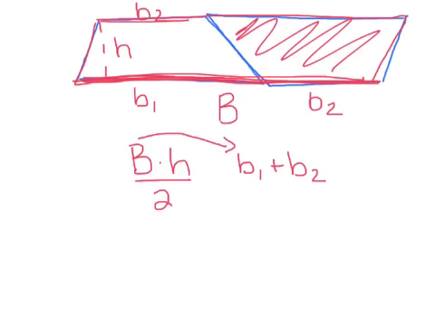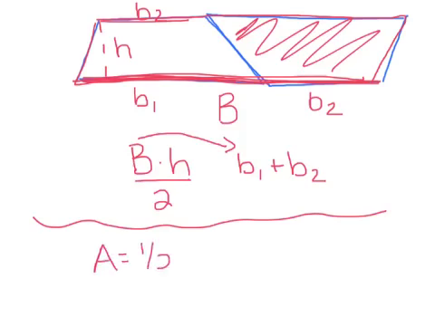Okay? So now look at my formula. Formula for area of a trapezoid. This you can write down. Area equals 1/2 height times base 1 plus base 2. Conceptualize that. Think about that for a minute.